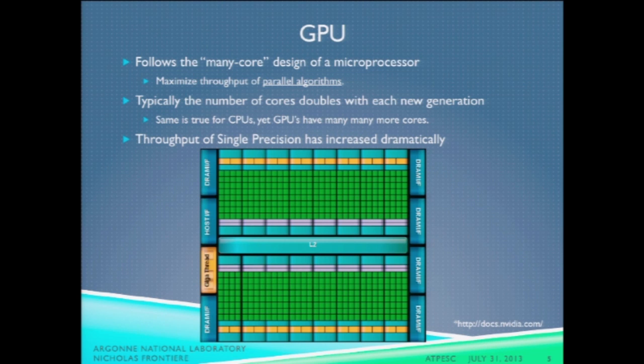The point of a GPU, though, is to maximize throughput of parallel algorithms. Recall with CPU, I said serial algorithms, right? This is parallel algorithms. The whole point of this beast is to take your problem, break it up into a bunch of tiny little pieces, and get high throughput of it. And I'll give you an analogy for this in just a second, but this is just to get our feet wet, right? Throughput of single precision, as Hal said, has increased dramatically.